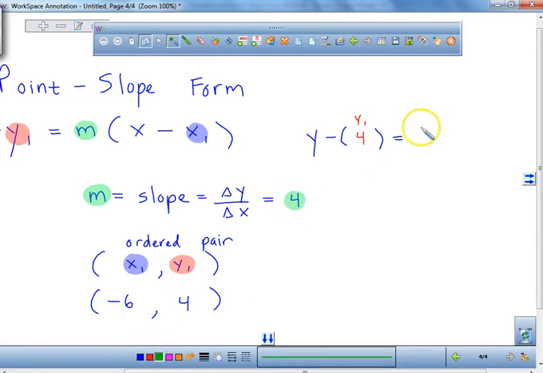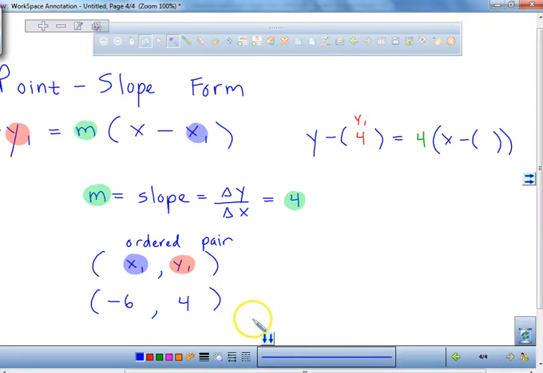So right here I'm going to put a 4. Then I'm going to open up a parentheses, and I'm going to put x minus, and I'm going to open up a parentheses, and what number am I plugging in for x1? -6. Okay? Now, here's going to be our final answer in point slope form.